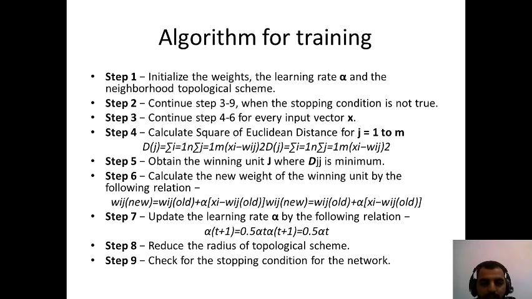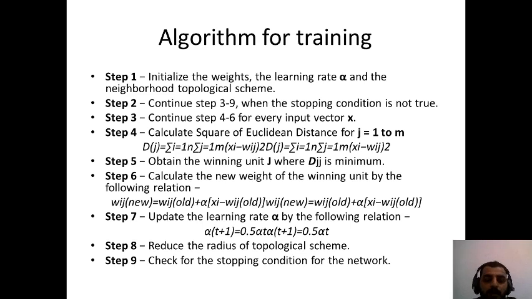The sixth step is calculate the new weights of the winning unit by the following relation. The relation that has been shown: wij new equals wij old plus learning rate times xi minus wij old, and so on and so forth. This is the way by which we will be calculating the weights of the winning unit.